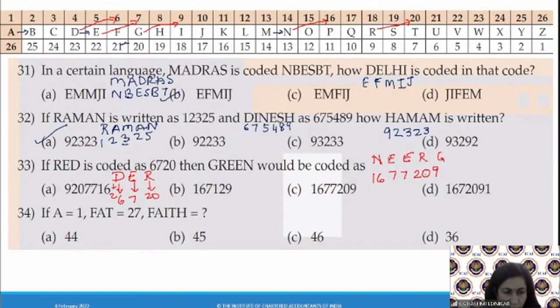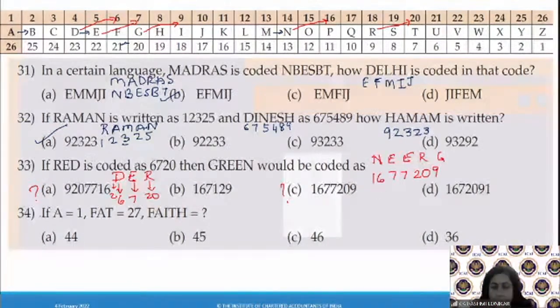So what is happening here is, what will be the number? 1677209. Do I have 1677209? Is C the correct answer, or is A the correct answer? Okay, I have to now see, because this A and this C are mirror images of each other. Okay, so what is happening now is, I have seen that I reversed this number and I got my answer. Here also I have reversed this number and I have got the answer.